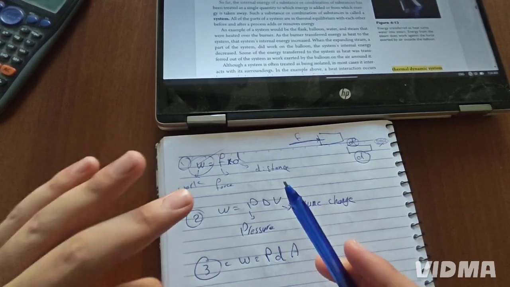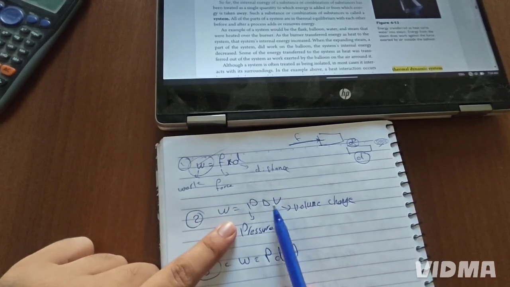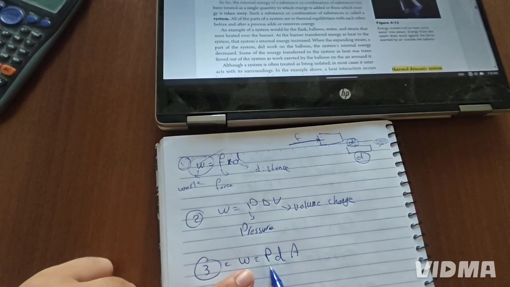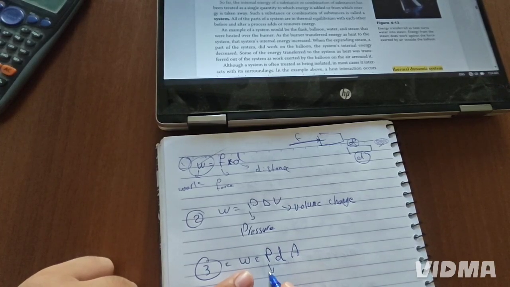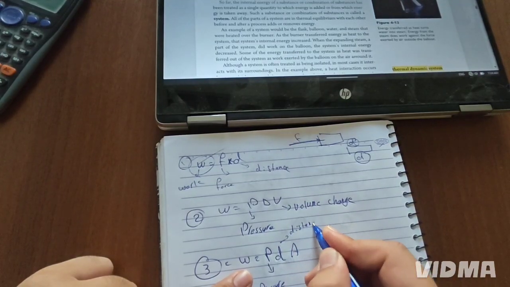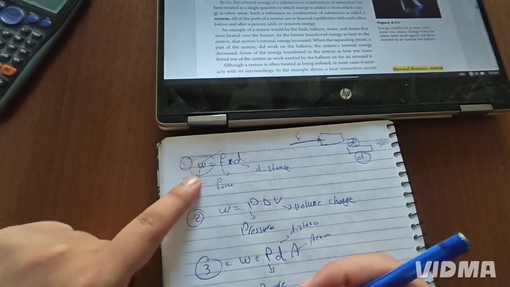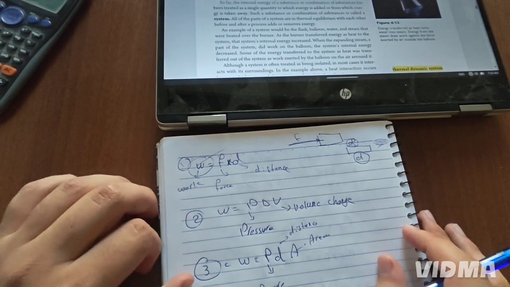We have 3 general rules of work: F times D, pressure times delta V, the change in volume, and the last one, PdA. P means again pressure, D is the distance, and A is the area. So we are going to use these 3 rules to solve an exercise.